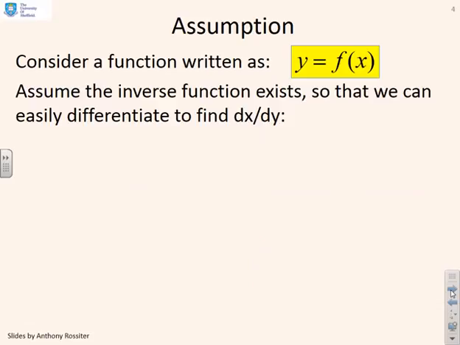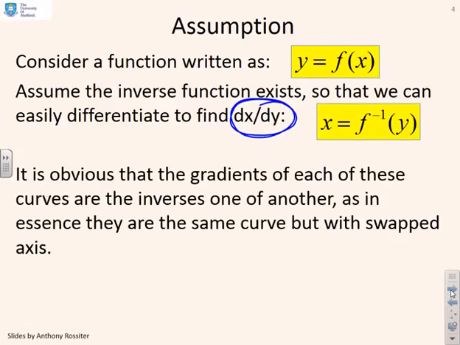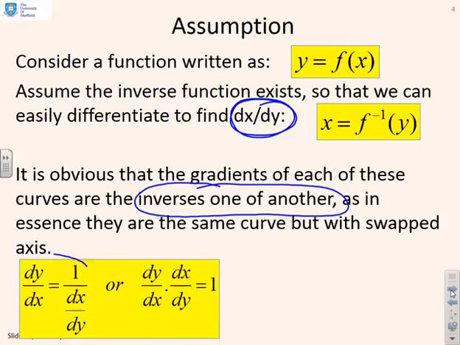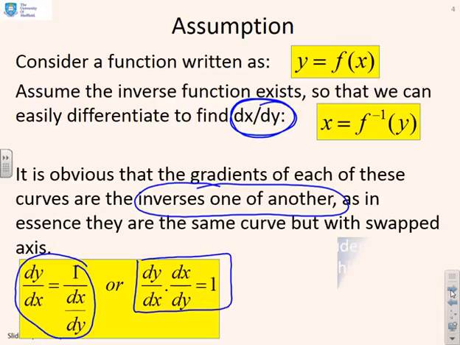So, if you consider a function written as y equals f of x and assume that the inverse function exists, can we find dx/dy using the inverse function? So x is f to the minus 1 of y. Then it's obvious that the gradients of each of these curves are the inverses of one another, as in essence you've got the same curve, but all you've done is swap the axes. So this is the key observation: dy/dx equals 1 over dx/dy, or the product of the gradients, dy/dx times dx/dy, is 1. And this is quite a useful observation.